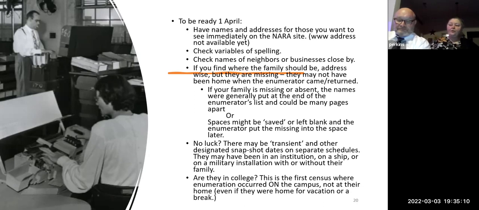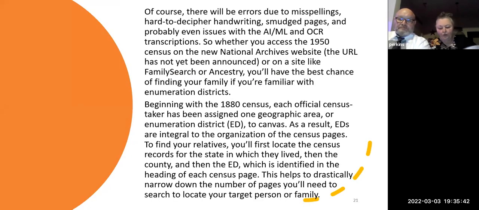So if you're looking through and you can't find an 18, 19-year-old sibling that should have been part of that family, and they're not listed, you might think, well, maybe they're in college. Unfortunately, then you have to try to find them on the college schedules. I'd just wait until the name searches come out. But if you can't find them, maybe they're at college. Even if they were home for vacation or on a break, they still were supposed to be counted on the separate schedules, which you just never really know.